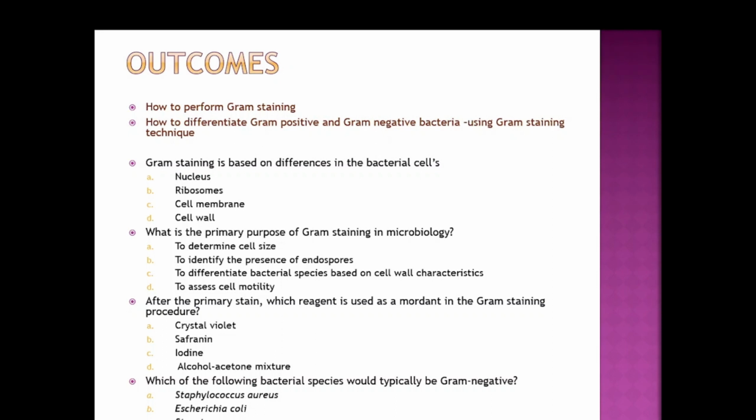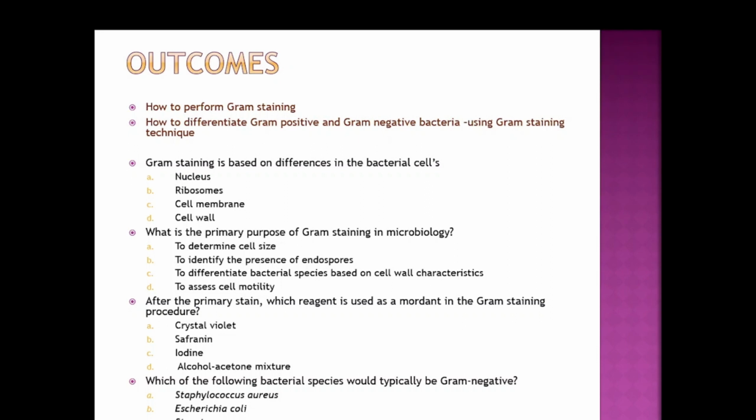Next question is, what is the primary purpose of gram staining in microbiology? Option A is to determine the cell size, B to identify the presence of endospores, C to differentiate bacterial species based on cell wall characteristics, and D to assess cell motility. Yes, C, to differentiate bacterial species based on cell wall characteristics, is the correct answer.